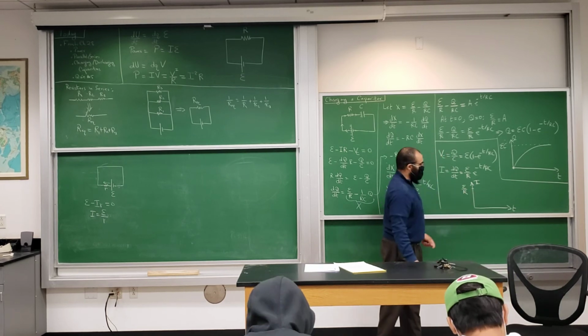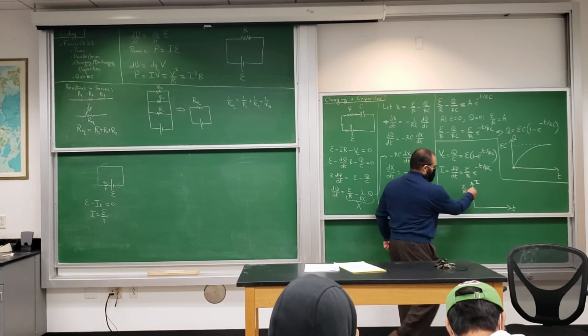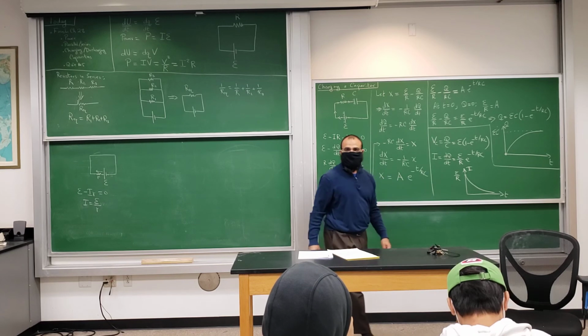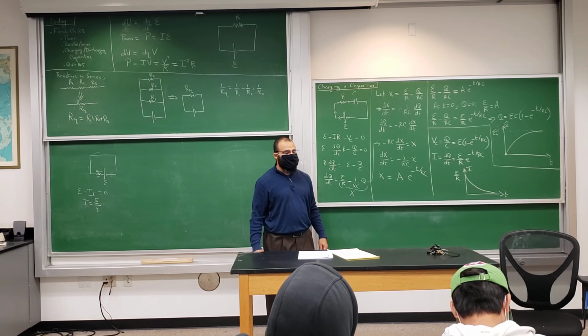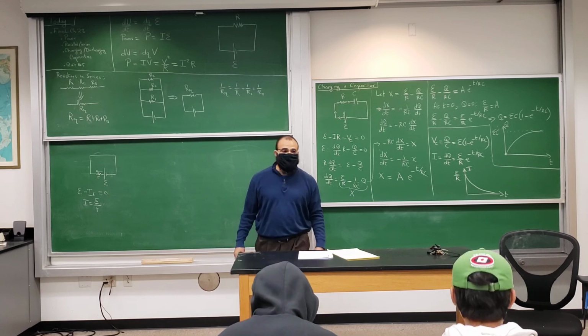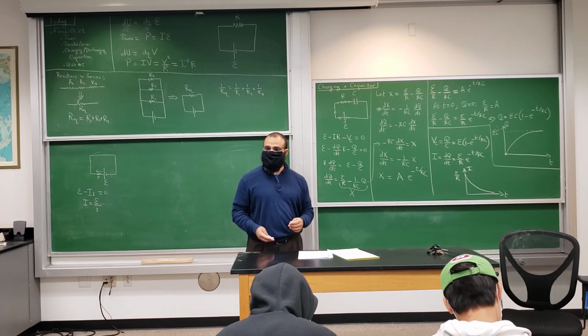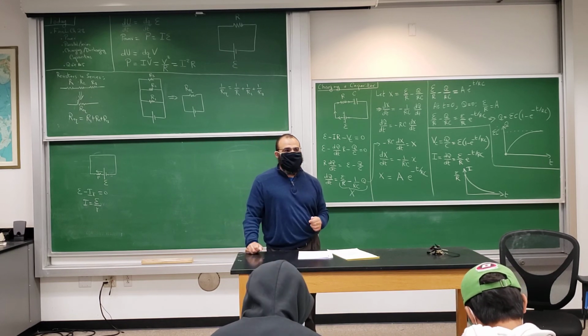But as t goes to infinity, e to the negative something approaches 0. So it goes like this. Current decreases. It goes to 0. Alright, so there is that. I have one more job to do, which is discharging this capacitor.